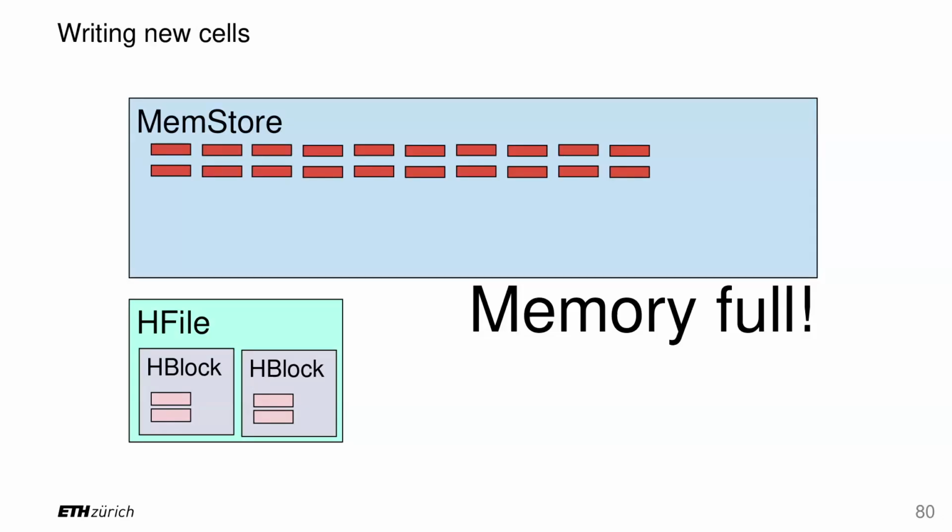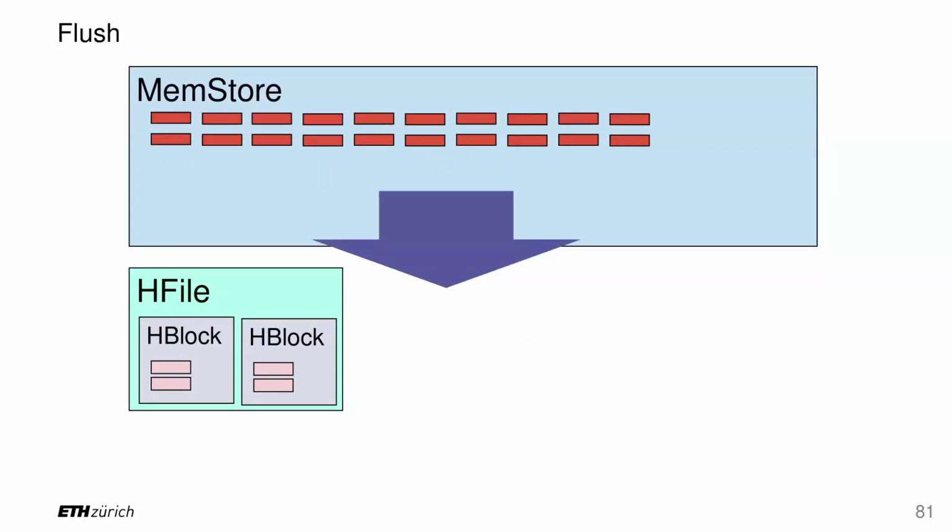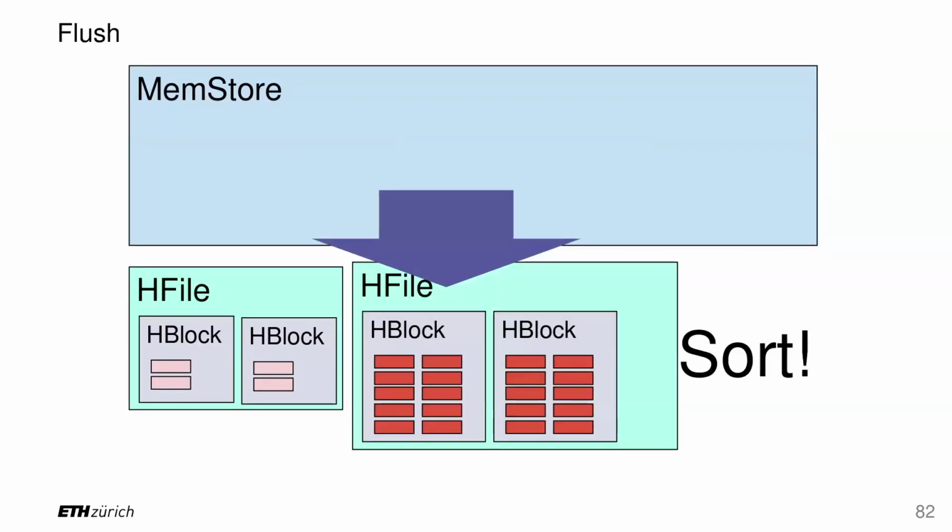But the problem is that at some point, the memory is going to be full, right? At some point, we will have created so many key values that the memory is going to be full. What do you think we do then? When the memory is full? Exactly, we write everything to HDFS. This is called a flush. We flush the memory, all of the key values, and we write them here to a new H file.